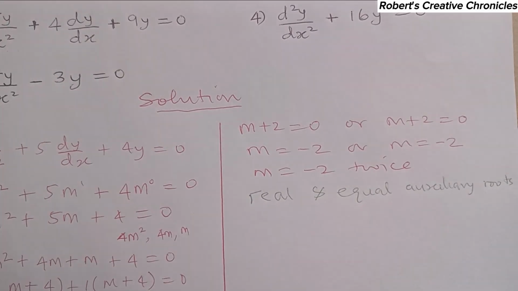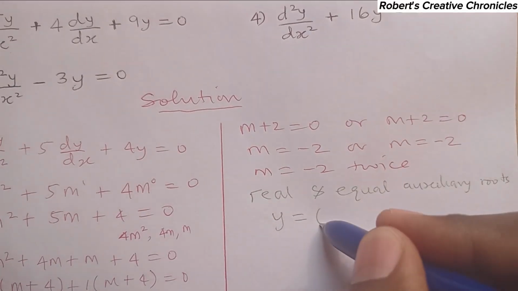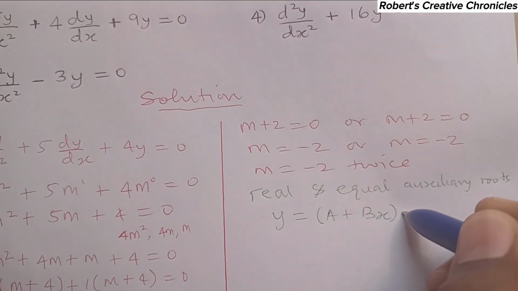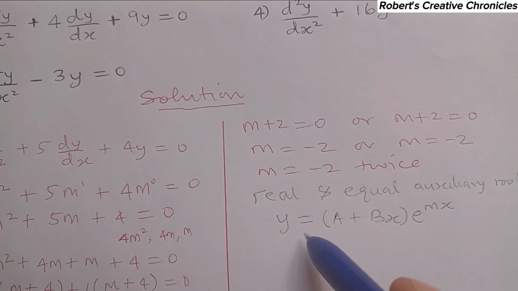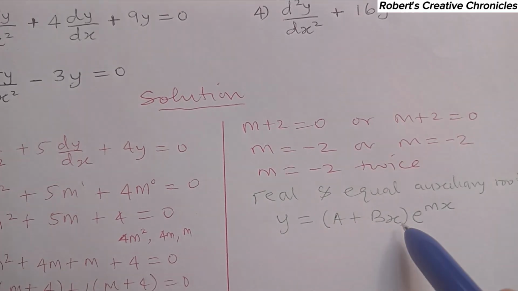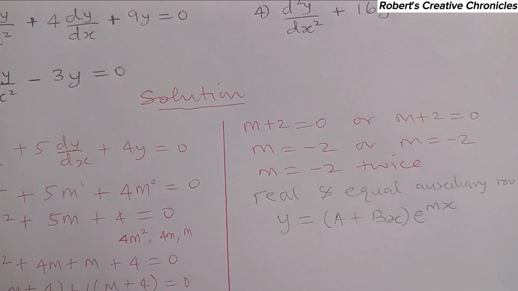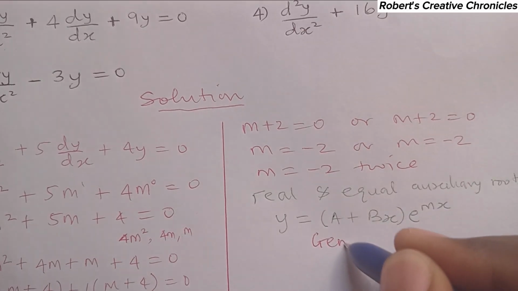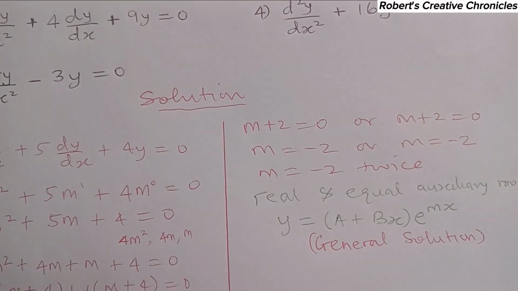Real and equal. So the general solution is now given by y is equal to (a plus bx) exponential mx. This is called the general solution. Let me write it. This is called the general solution. This also is called the general solution here.